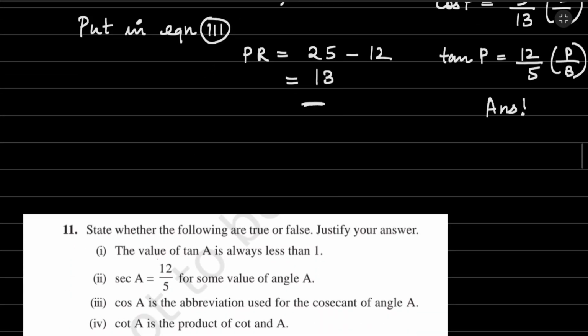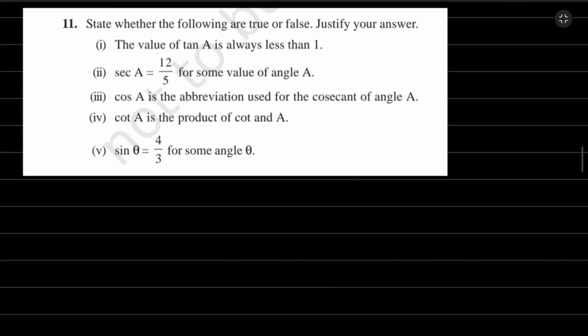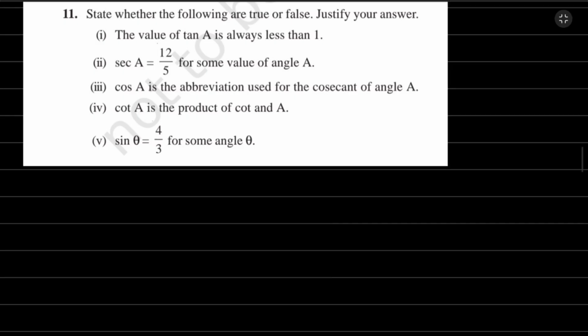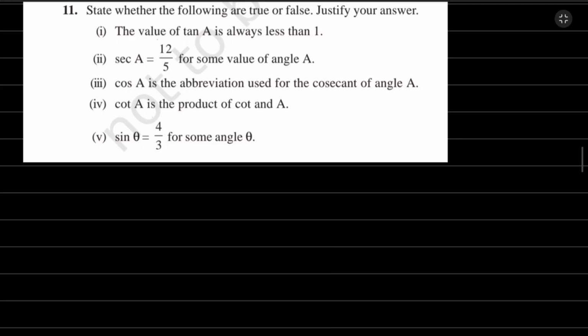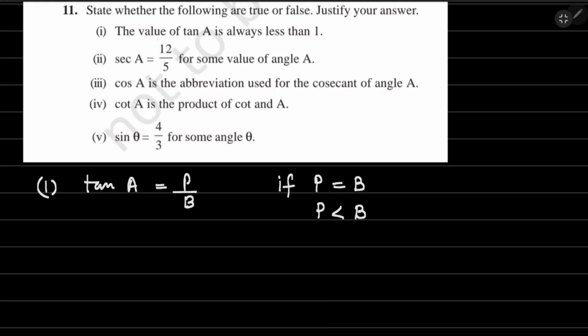Let's go on to the last question, 11th question. You have to state whether the following statements are true or false and justify your answer. The value of tan A is always less than 1. See, what is tan A? Tan A will be equal to perpendicular by base. Three scenarios are possible: either P will be equal to base, or perpendicular will be less than base, or perpendicular will be greater than base.